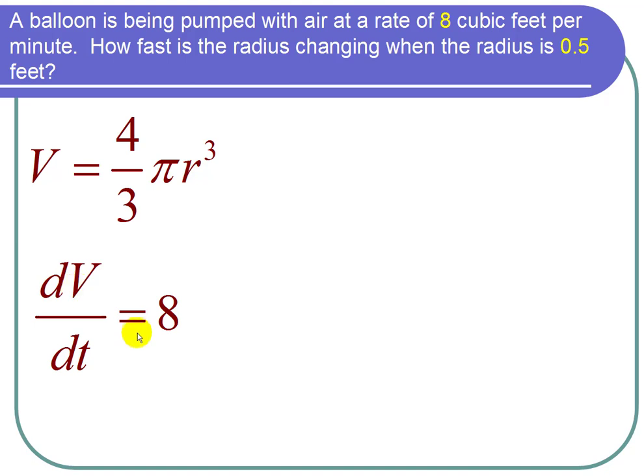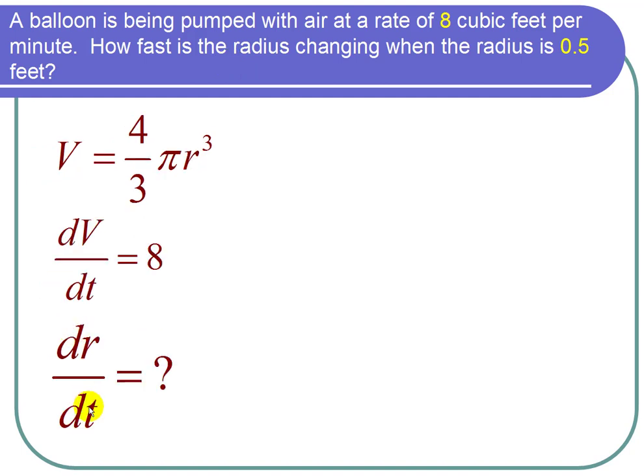We're asked to find how fast is the radius changing. So how fast is a time? The radius is r, and it's the question. So we can say that dr over dt, or the rate of change of the radius with respect to time, is our unknown. That's our goal for this question. And then we're told that the radius is 0.5 feet. So we can state that r equals 0.5.